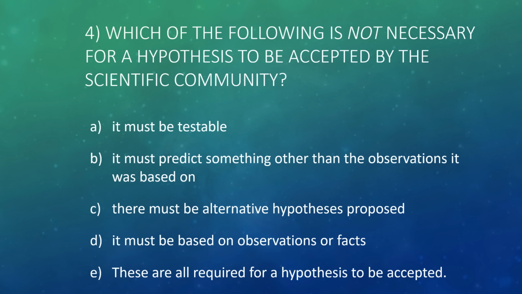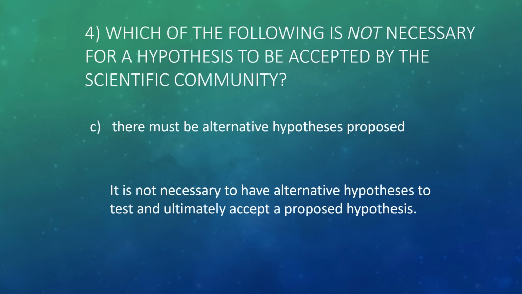Question 4. Which of the following is not necessary for a hypothesis to be accepted by the scientific community? The answer here is C. There must be an alternate hypothesis proposed. So in other words, it is not necessary to have an alternative hypothesis to test and ultimately accept a proposed hypothesis.